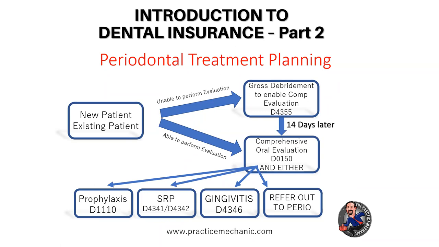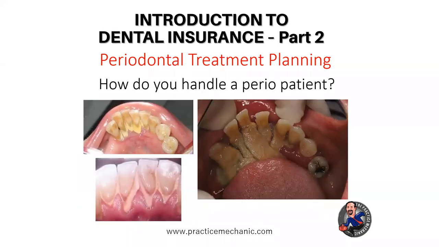Whether it is a new patient or an existing patient, when they walk in the door, they are immediately divided into one of two categories. Either you are able to perform a comprehensive evaluation, or you are not able to perform a comprehensive evaluation. So let me ask you this. You see this patient on the right who has the wonderful bridges, all the buildup. Would you be able to properly perio chart this patient? No, you wouldn't. So what do you do?